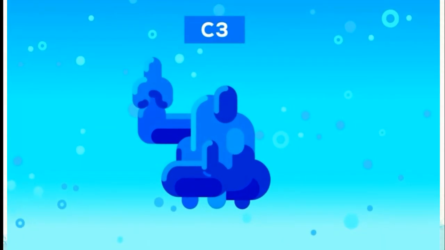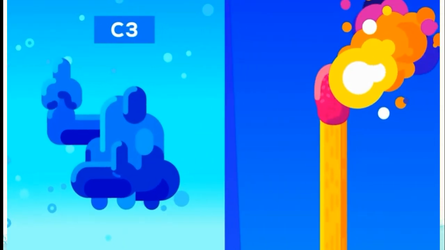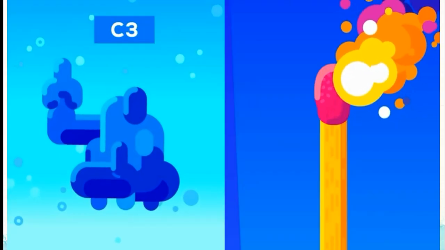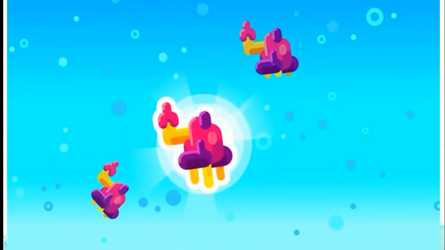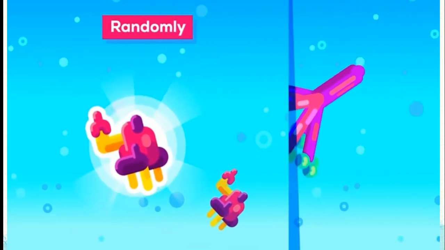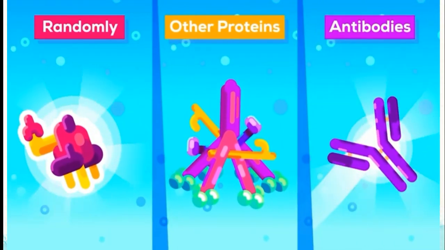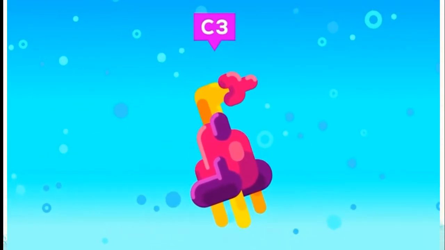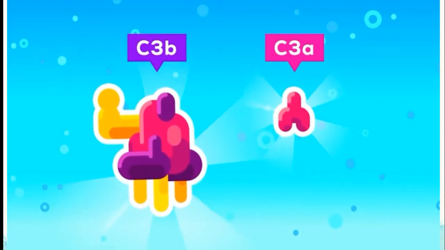C3 is the first match, the initial spark that will start our fire. And to do that, C3 needs to switch from passive to active. How this happens is complex, but let's just say it can happen randomly, through other complement proteins that bind to enemies or through antibodies. All you really need to know is that C3 breaks into two smaller proteins, C3a and C3b, that are now activated.